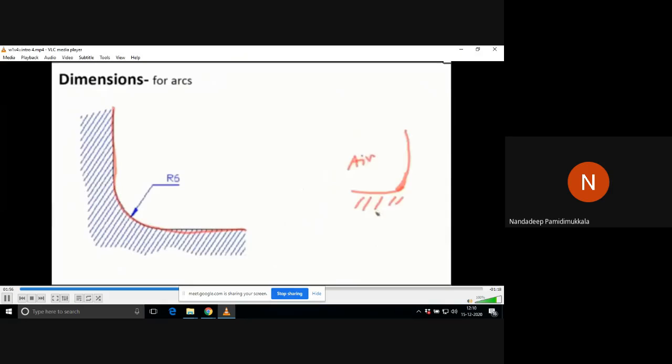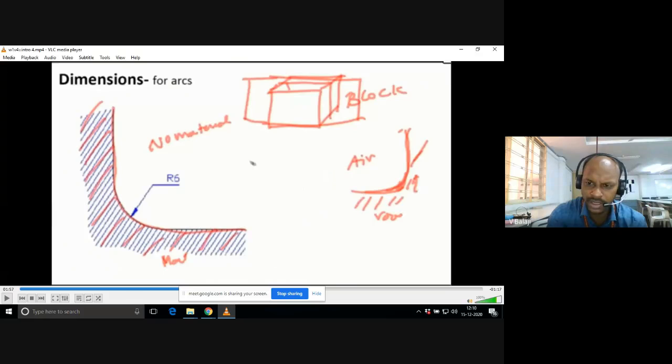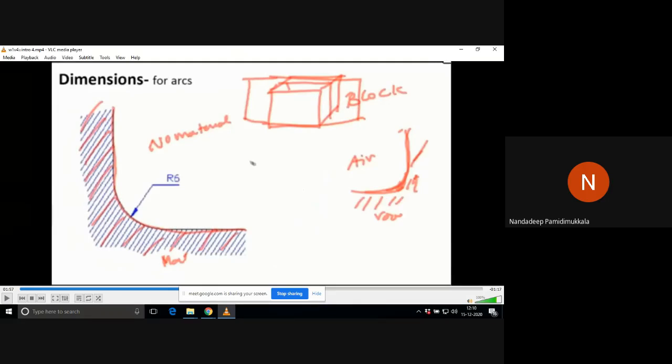For every arc, we need to write R6 only, sir? Yes, whenever an arc is there, instead of a circle, if only arcs are there, you can use R6. Suppose the radius is changing to 10. At that time also, you can use capital R and 10.